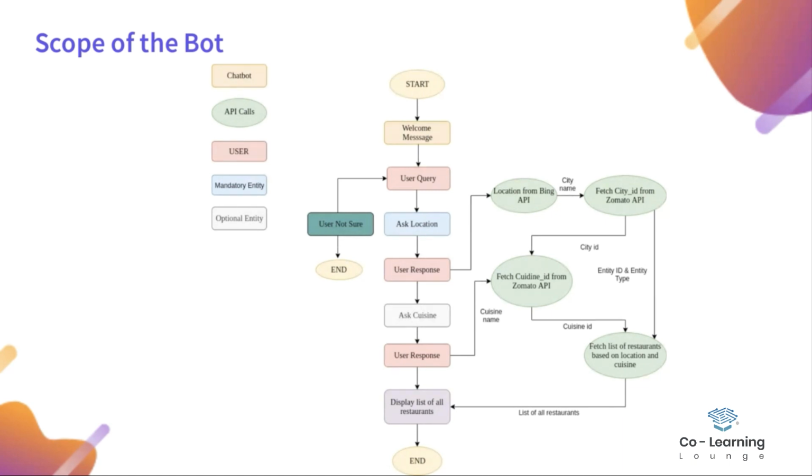The second thing it can ask is what we have defined here as cuisine, right? Because most likely we might prefer food items based on cuisine. So that's the second option. And once we have these minimum two options, we can go ahead and query the respective API and fetch all the restaurants, right?